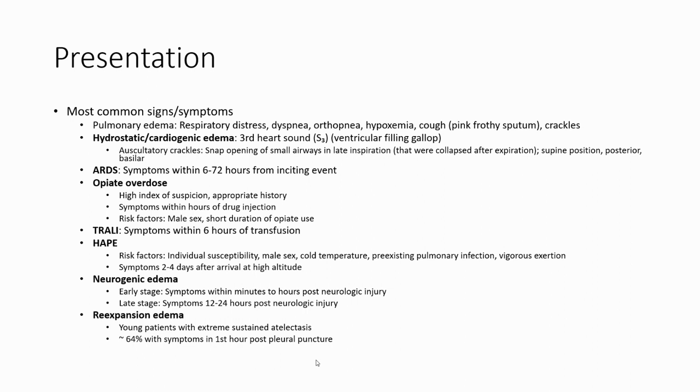ARDS symptoms occur within 6 to 72 hours from the inciting event. Opiate overdose: high index of suspicion, appropriate history, symptoms within an hour of drug injection; the risk factor may be short duration of opiate use. TRALI: symptoms within 6 hours of blood transfusion, with risk factor of individual susceptibility. High altitude: cold temperature, pre-existing pulmonary infection, vigorous exertion, symptoms 2 to 4 days after arrival at high altitude.